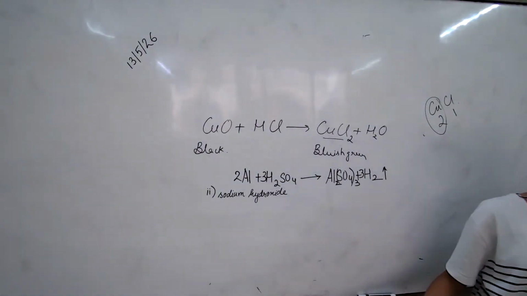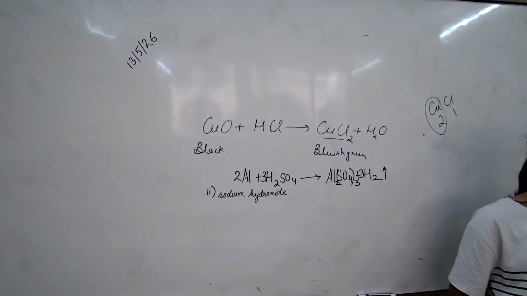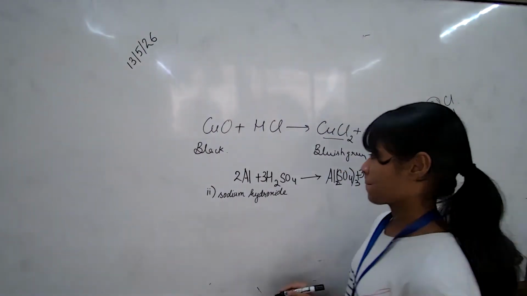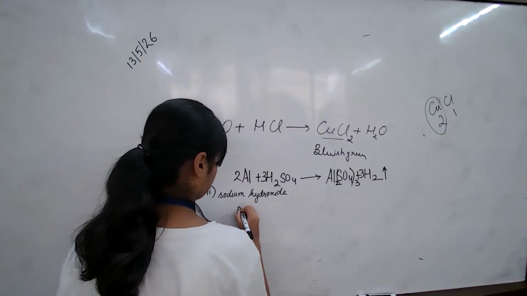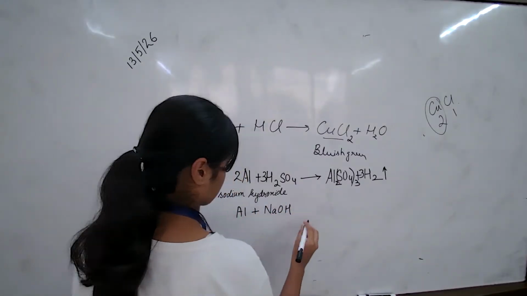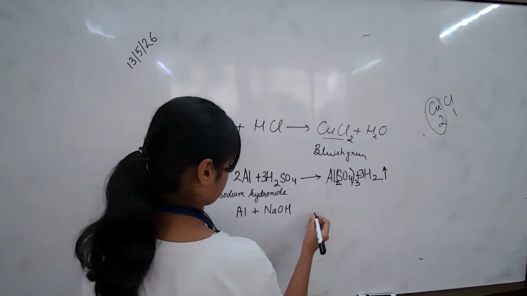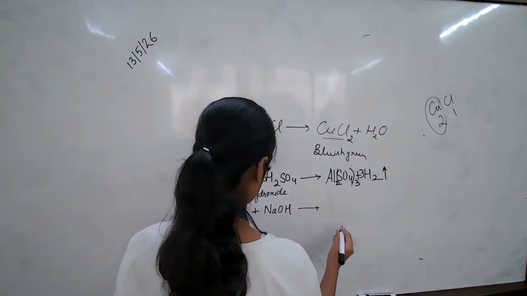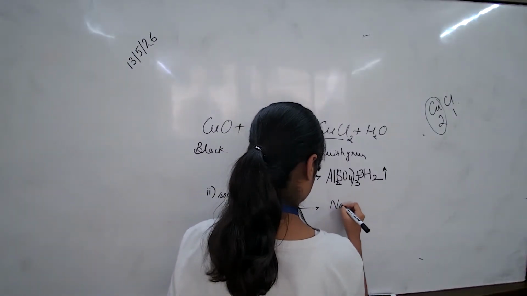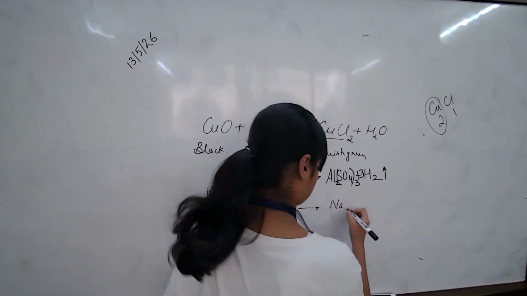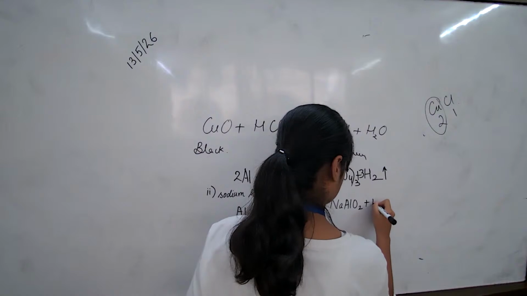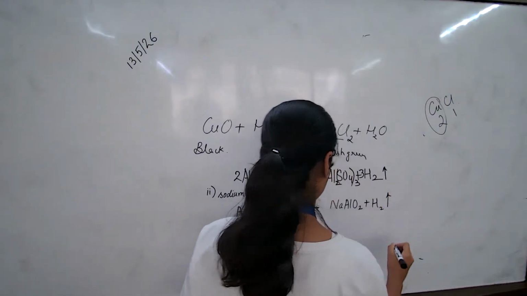He himself is laughing. What is the reaction? Aluminium plus sodium hydroxide. लिखो, write it down. Aluminium plus sodium hydroxide is NaOH. क्या बनता है? This is the reaction of metal with a base. So again we will get salt and hydrogen. Salt is NaAlO2, plus hydrogen gas will be evolved. Mark that arrow. Balance करो reaction को.